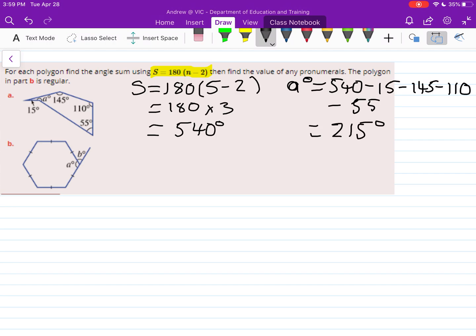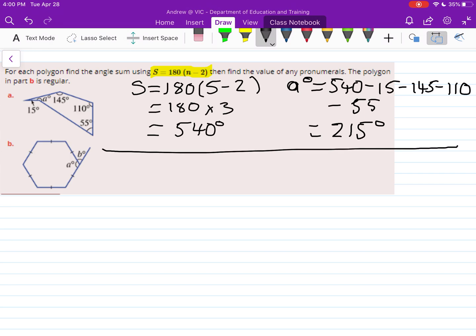So this is how you figure out unknown angles in any type of polygon. It's just applying this angle sum rule. Okay, so that's example A.